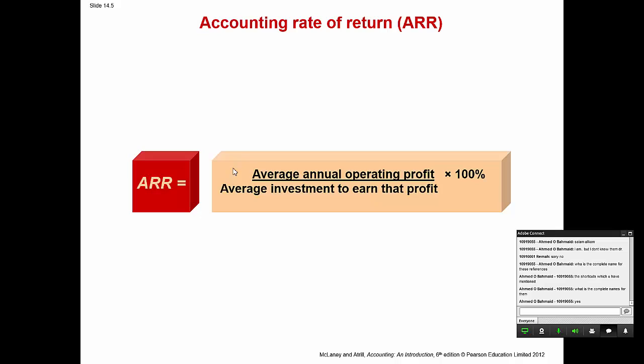That means what is the ARR here? ARR is equal to 100,000 divided by 1 million multiplied by 100%. It will give us the accounting rate of return. And this is the easiest method among all the other methods.